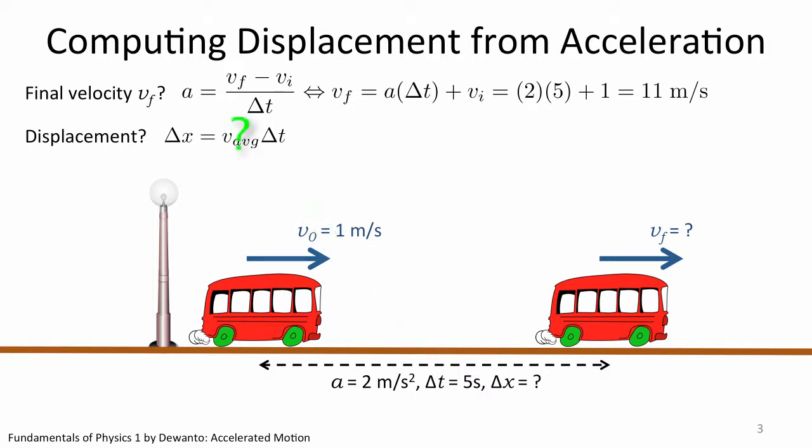How about the velocity? Are we to use the initial velocity 1 meter per second or the final velocity 11 meter per second? It is neither. If you think about it, the bus moves at 1 meter per second only at the exact beginning. If we are to use initial velocity in the equation, our answer will be too short. On the other hand, the bus only moves at 11 meter per second only at the exact end.